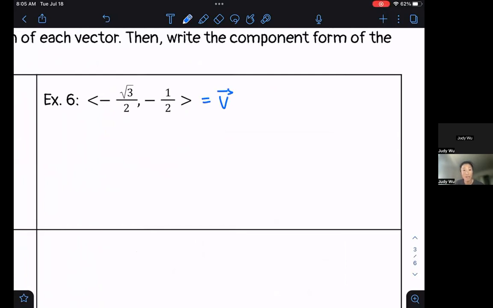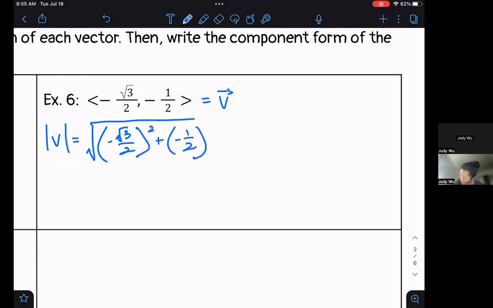And if we want to start by finding the magnitude, we're going to get magnitude of v equals the square root of -√3 over 2 squared plus -1/2 squared. We're going to be really careful about our arithmetic here. √3 over 2 squared is going to be 3 over 4. Plus -1/2 squared is going to be 1/4. And those are values I expect that we are able to do without a calculator, okay?